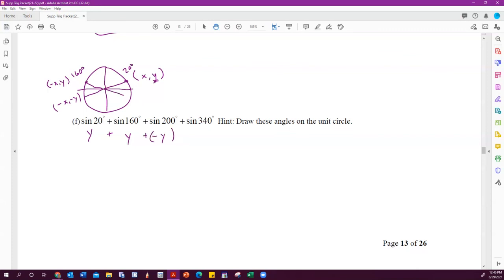And then 340 is also the same reference angle. It's going to be an x comma negative y. There's our negative y. And so the end result of adding up these 4 angles, that I don't have any idea what the values are, but I know that their sum is going to be 0.